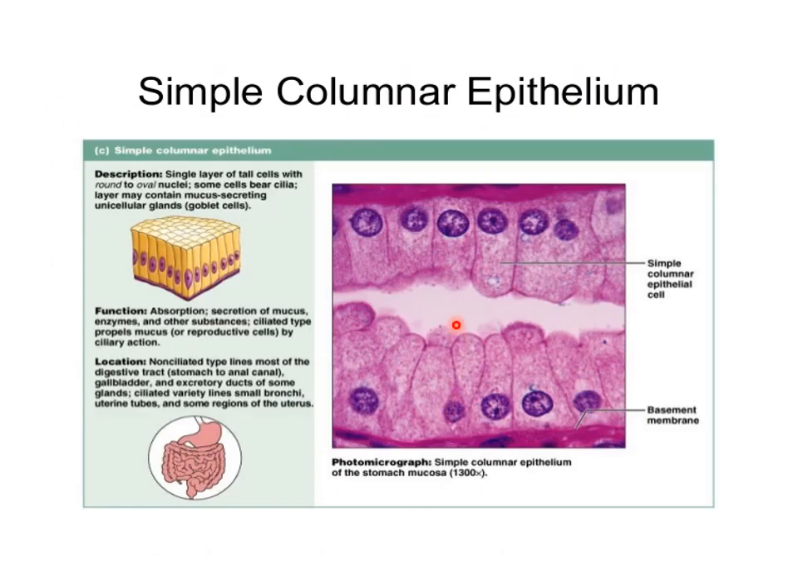So this is the simple columnar epithelium. Now you can see here a few of the goblet cells, they are also present between them. So they are a non-ciliated type which lines the stomach and the anal canal, gallbladder also.